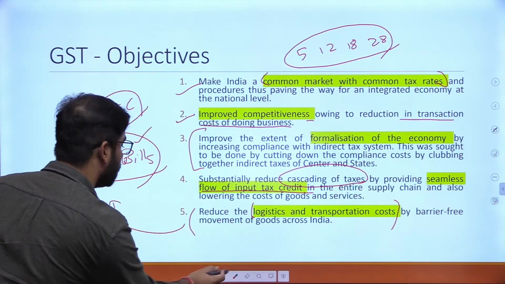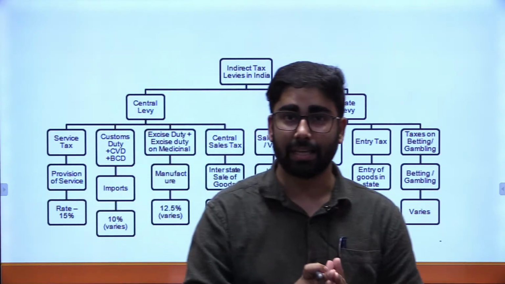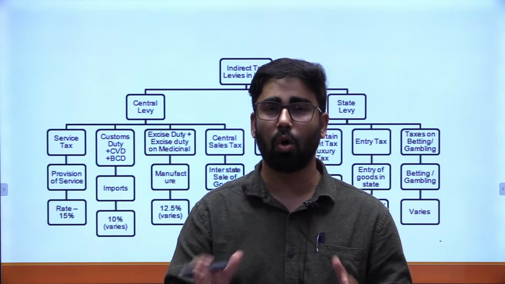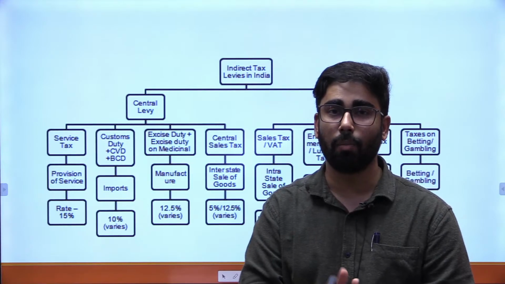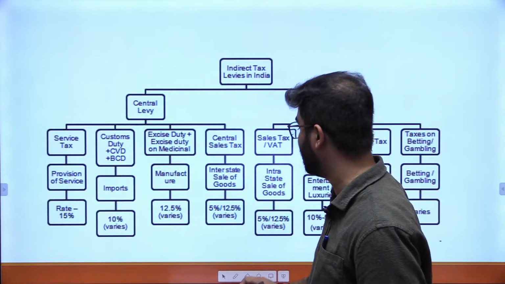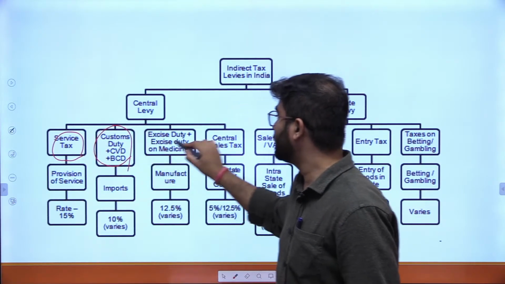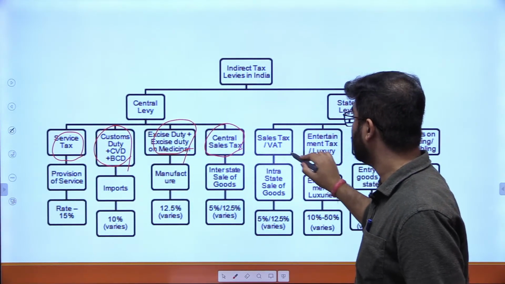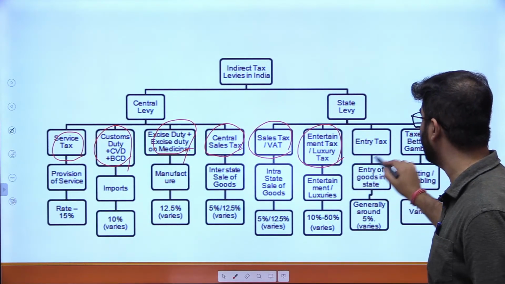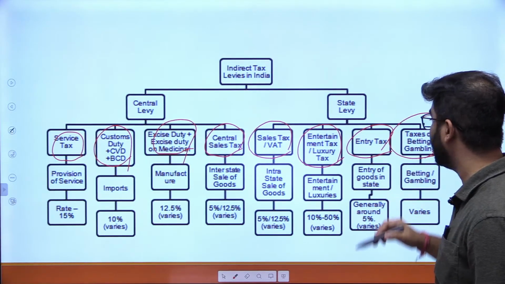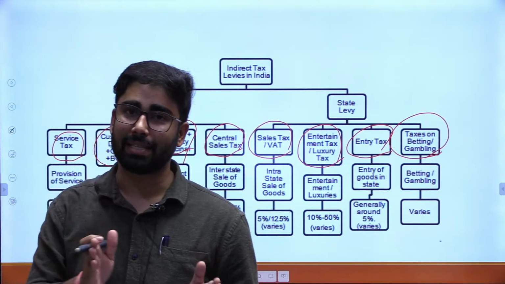Okay. Now, indirect taxes. What I just said, before the GST, there were plethora of taxes. There were so many taxes across different states, and even in the central government, there were different types of indirect taxes, such as center used to levy service tax, custom duty, excise duty, central sales tax, and then state was sales tax, value added tax, entertainment tax, luxury tax, entry tax, taxes on betting and gambling. So these different taxes were levied by center and states.